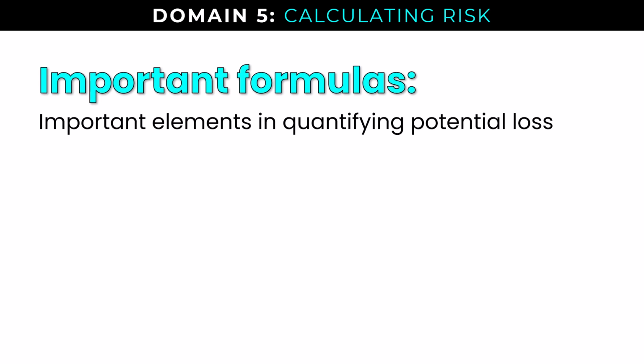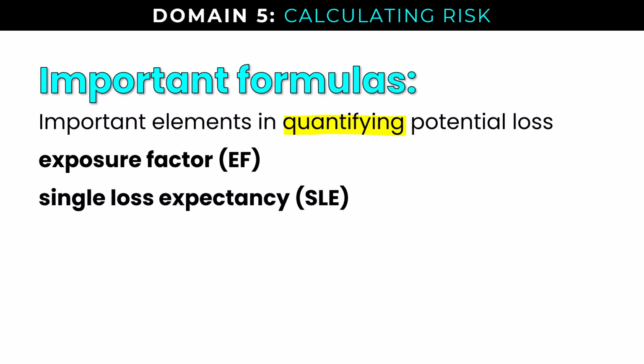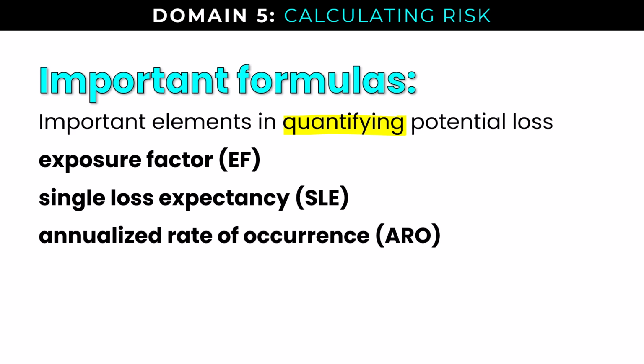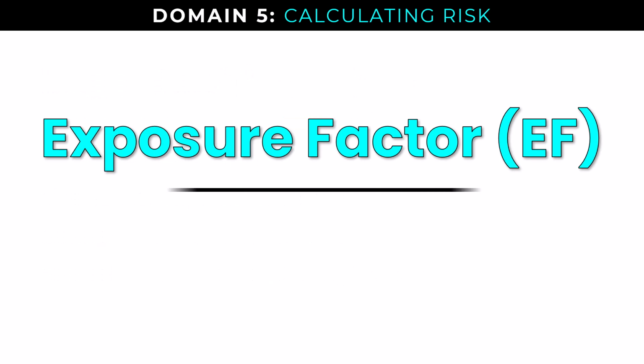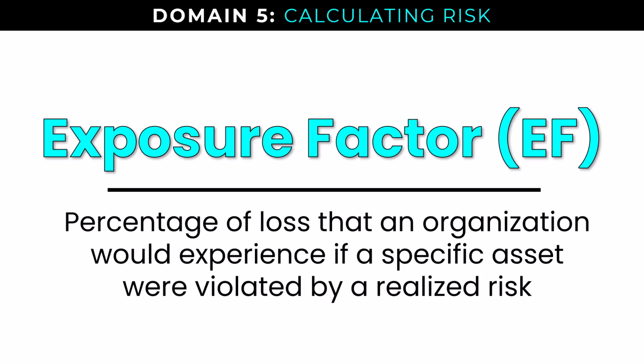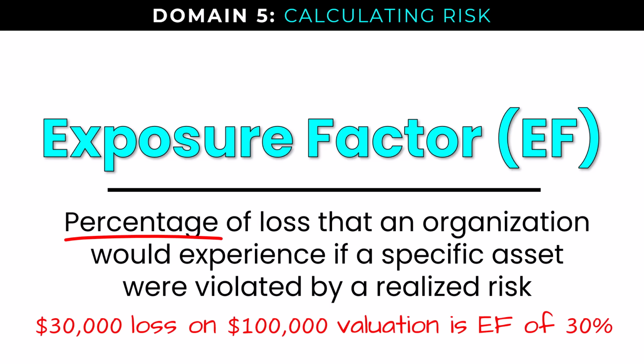So let's look at the formulas we'll be dealing with. And when it comes to quantifying potential loss, these four should be top of mind. Exposure factor, single loss expectancy, annualized rate of occurrence, and annualized loss expectancy. So we'll run right down the list, starting with exposure factor, which is the percentage of loss that an organization would experience if a specific asset were violated by a realized risk. For example, if I expected a $30,000 loss on a $100,000 asset every time a risk was realized, that would be an exposure factor of 30%.